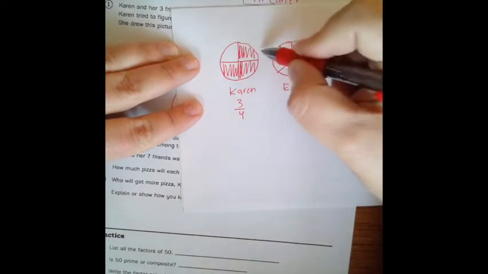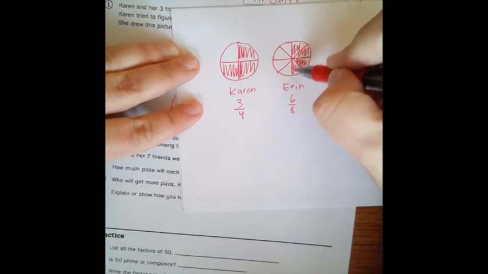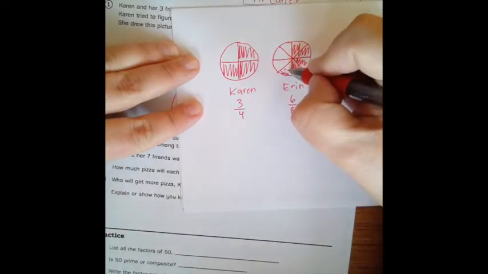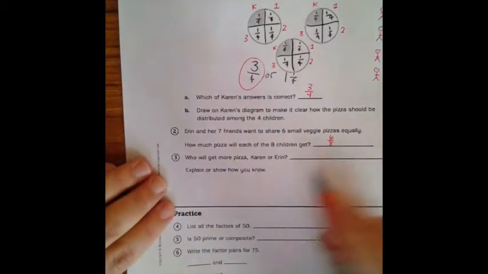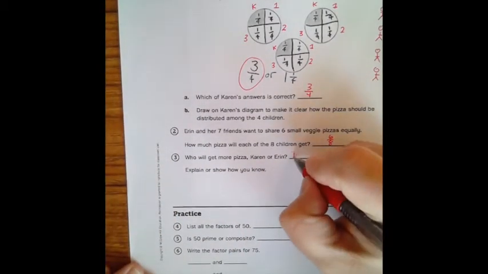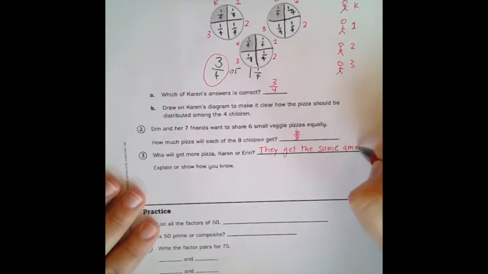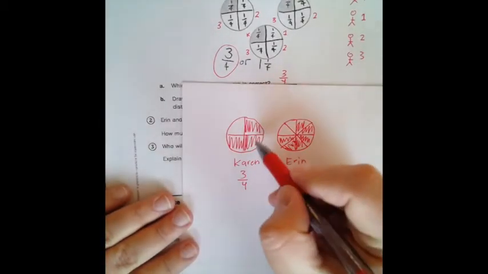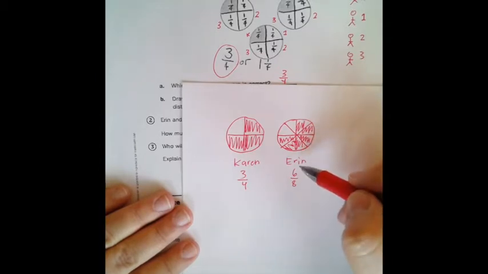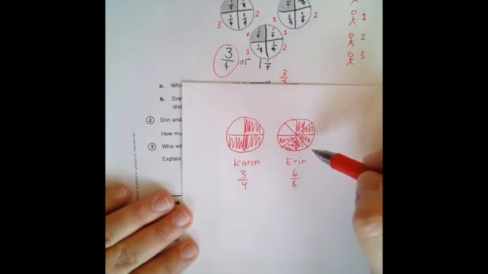So let's take a look. 1, 2. That would equal 1/4. 3, 4. That's 1/2. 5, 6. So who is getting more pizza? Well, the answer is they get the same amount. Explain or show how you know. Well, you could draw two pizzas here, one that has 3/4 and one that has 6/8. That's showing here that they are equal because it's the same amount of pizza.